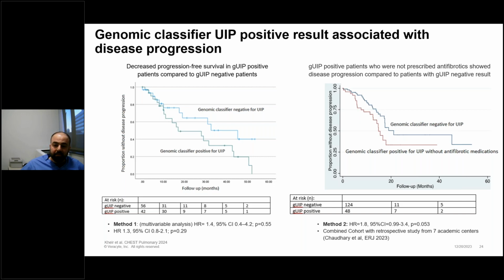But what we did in a secondary analysis, we grouped 2 patients. One group was a UIP positive pattern on genomic classifier, but these patients did not start on antifibrotics for different reasons. And we compared these patients with genomic classifier negative for UIP pattern. And what we found is that patients who had a genomic UIP pattern positive without antifibrotics showed disease progression as compared to UIP negative results, with a p-value of 0.053.